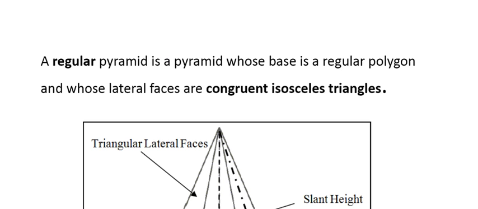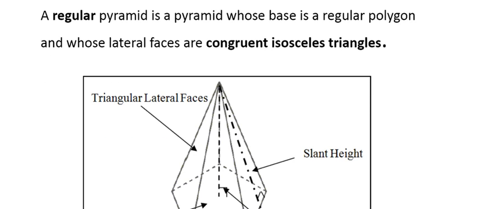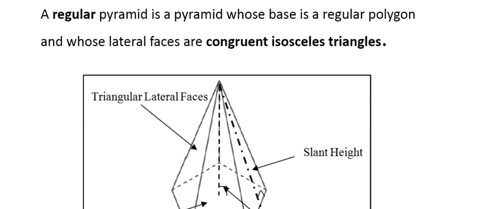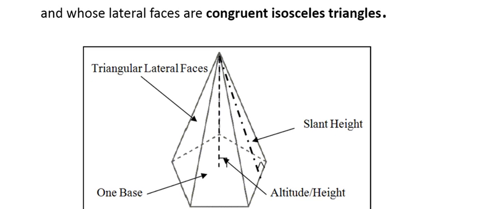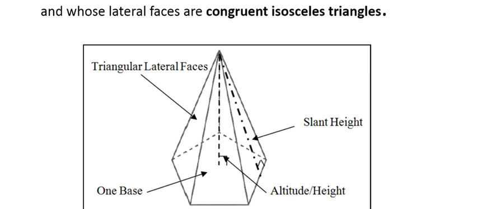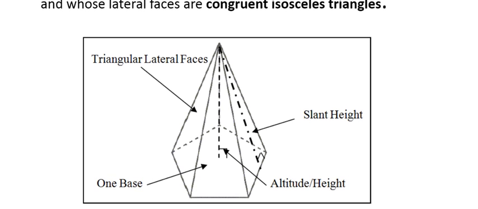Now a regular pyramid is going to be a pyramid whose base is a regular polygon. And in the case where the base is a regular polygon, the lateral faces will all be congruent isosceles triangles. So in other words, each one of these triangles that makes up the lateral faces are going to be congruent to each other and also isosceles.